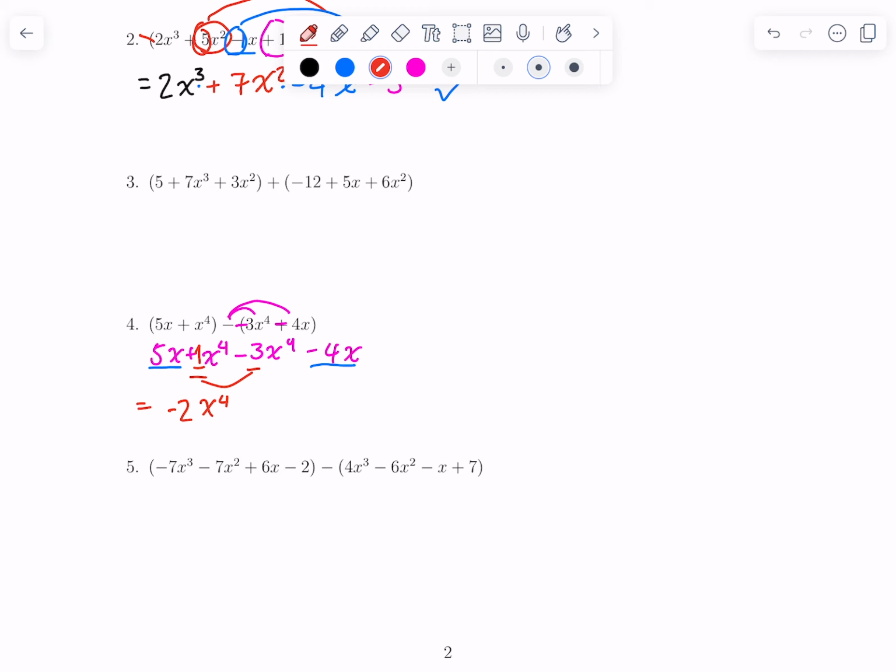And then we're going to look at the x term. The coefficient here is 5 minus 4, which is plus 1. So plus 1x. But I don't necessarily need to write out the 1 over here. As a math person, I am lazy. I only leave an x over here. So my answer will be negative 2 times x to the power of 4 plus x.